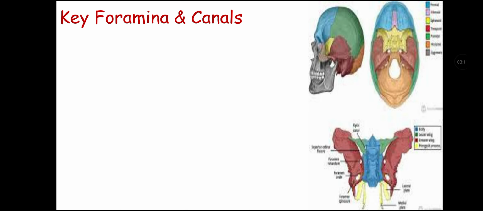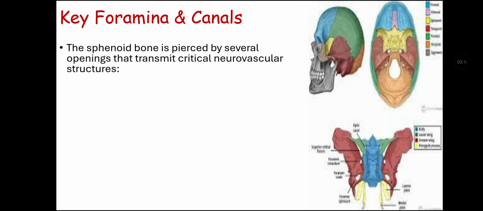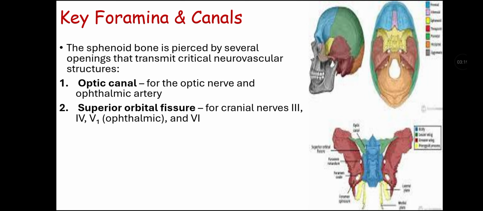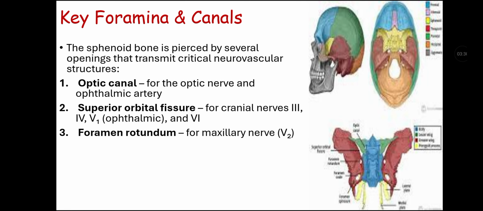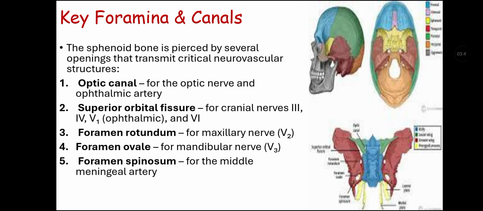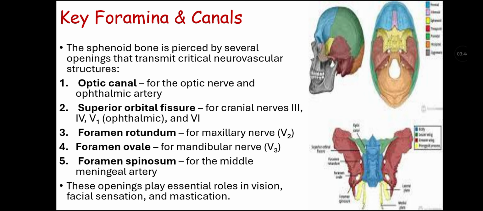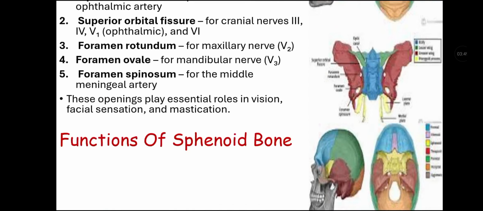Now let's talk about key foramina and canals of the sphenoid bone. The sphenoid bone is pierced by several openings that transmit critical neurovascular structures. They include the optic canal for the optic nerve and ophthalmic artery, and the superior orbital fissure for cranial nerves 3, 4, 5, and 6. Next is foramen rotundum, that is for the maxillary nerve, that is a branch of the fifth nerve. Next is foramen ovale, that is for the mandibular nerve, that is also a branch of the fifth cranial nerve. Next opening is foramen spinosum, that is for the middle meningeal artery. These openings play an essential role in vision, facial sensation, and mastication.